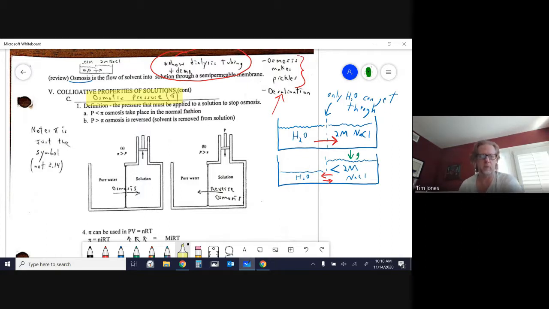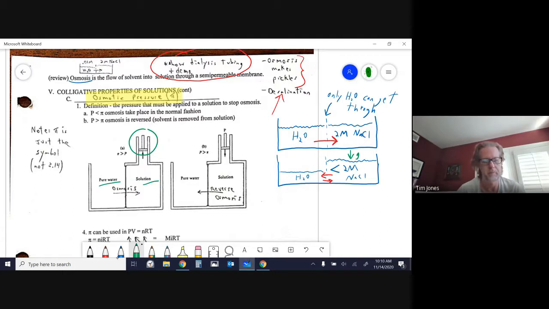And let's take a look at these pictures. So similar to my initial setup, we have pure water on the left, some sort of solution on the right. So you can imagine it's the same thing, it's a water solution. And we have a piston up here that we can either not push on or we can push on if we want. Imagine a hand pushing down on that.